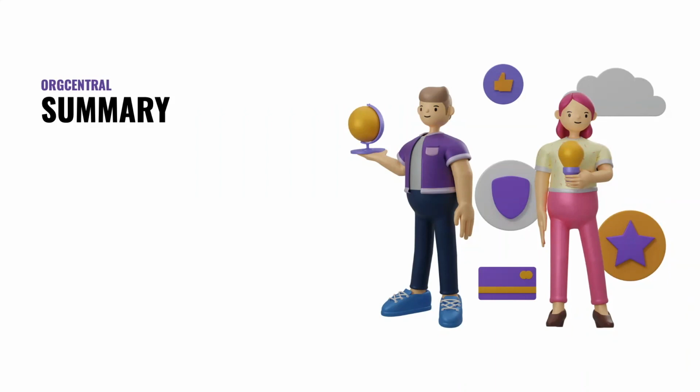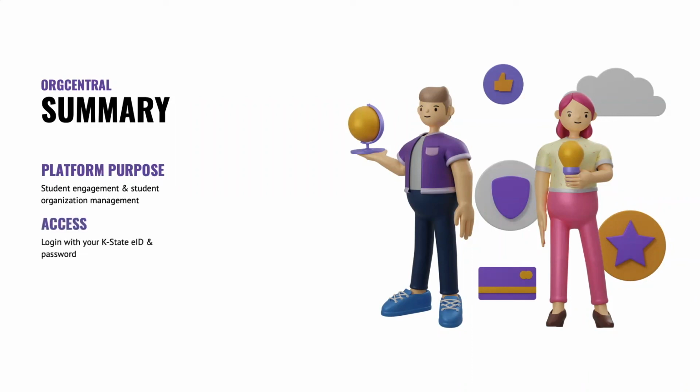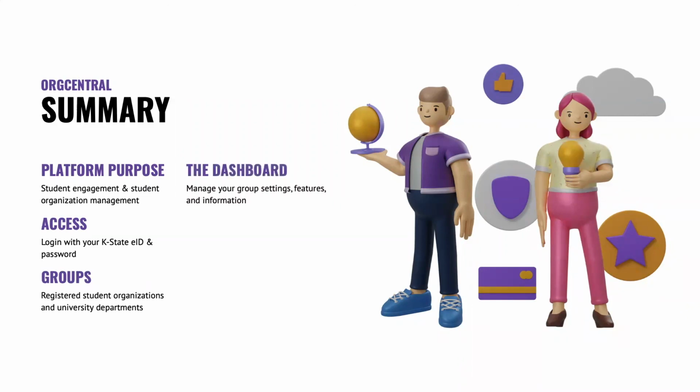As we near the end of our video, let's take a look back at some of the information we have covered today. OrgCentral is K-State's student engagement and student organization management platform. K-State users can access OrgCentral using their K-State EID and password. Every registered student organization has a group in OrgCentral. Group officers can manage their group utilizing the dashboard.